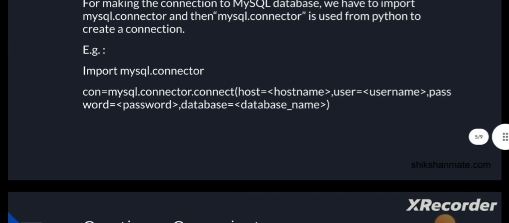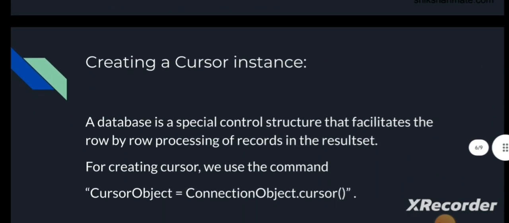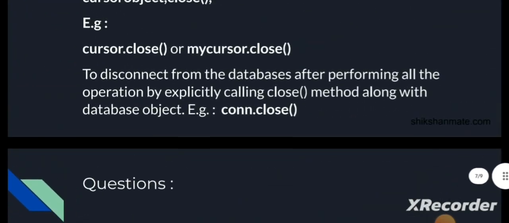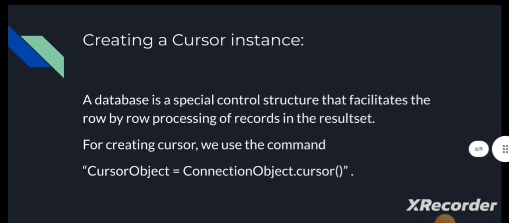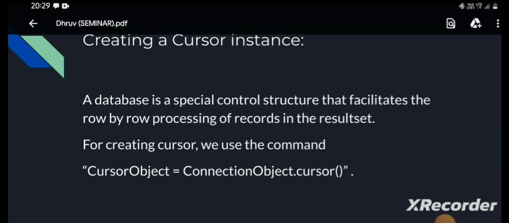So after creating the connection, we also have to create a cursor instance. Now you will ask what a cursor instance is. A cursor is a special control structure that facilitates the row by row processing of records in the result set.